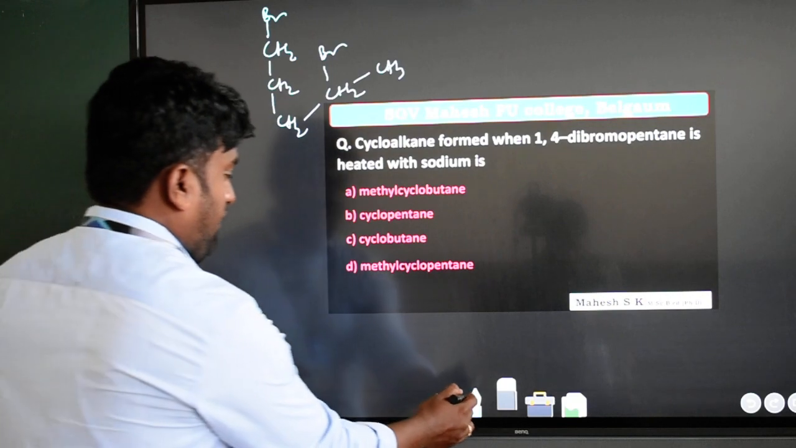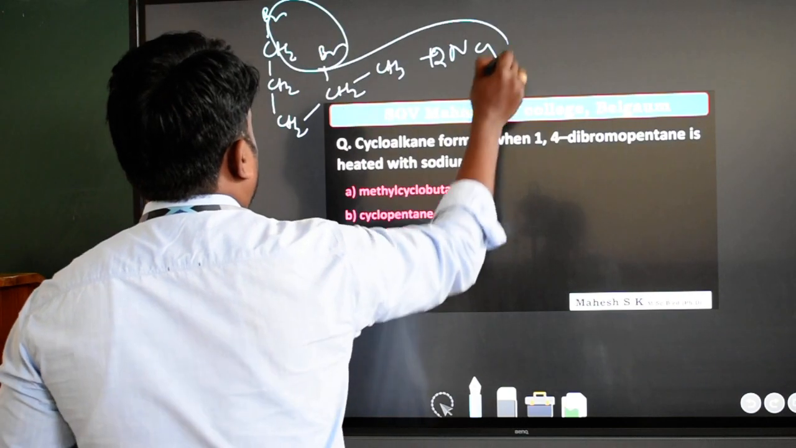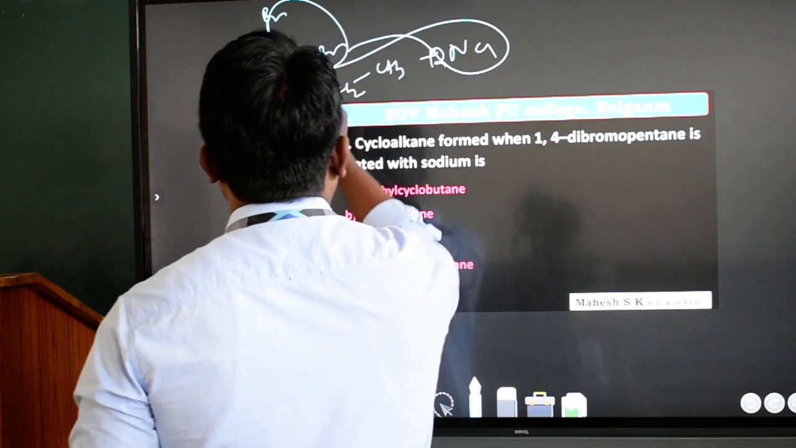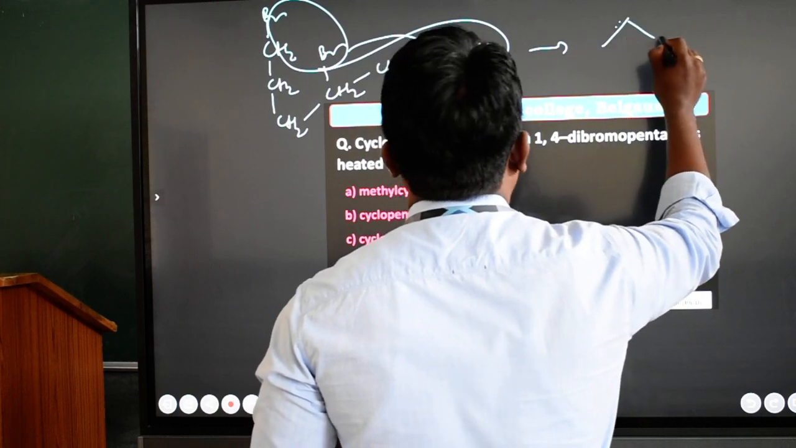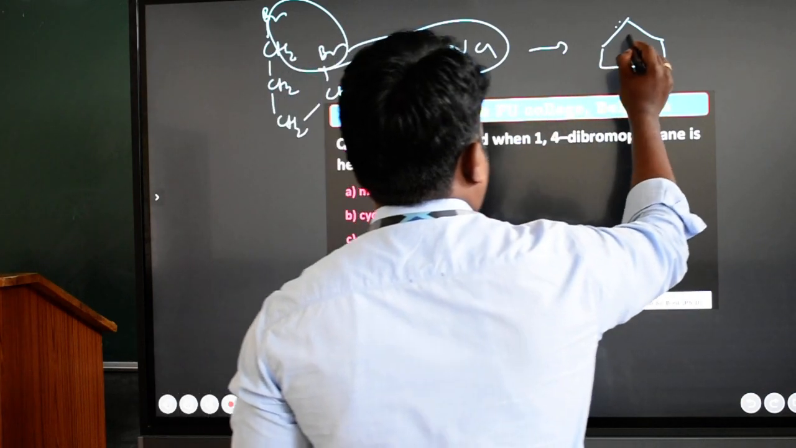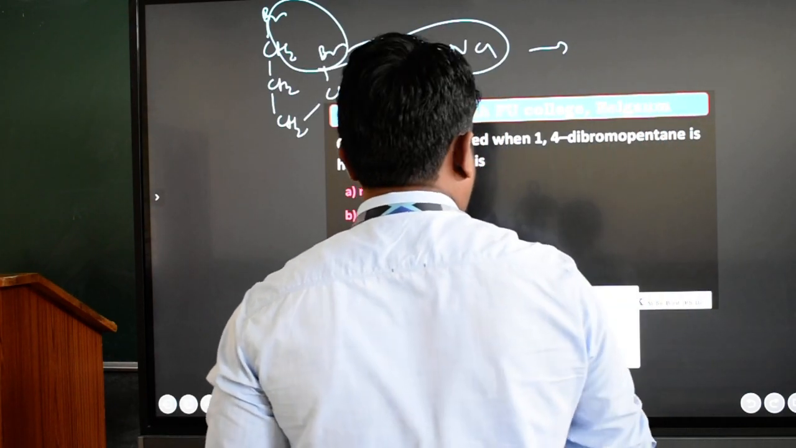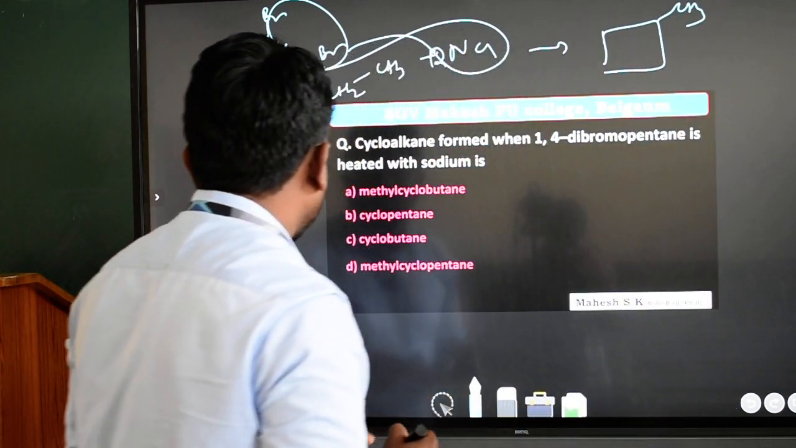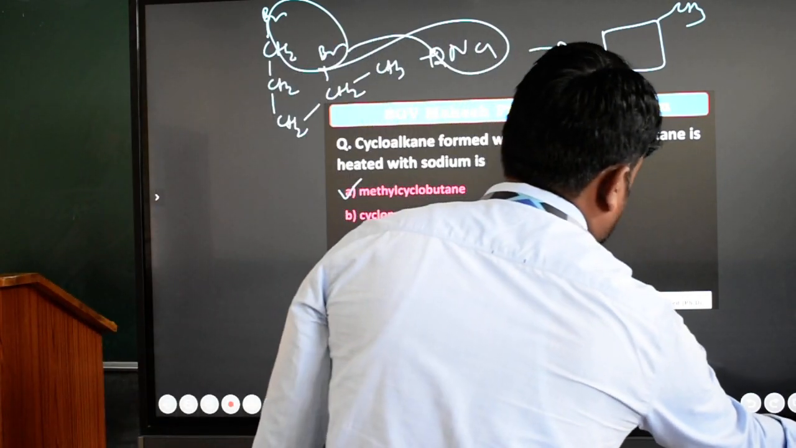Now, if you treat with what? Sodium. Now what happens? 2 moles of NaBr comes out. Then this compound will form a cyclic. It is pentane: 1, 2, 3, 4, 5. Then this will form a ring: 1, 2, 3, 4, then 1 methyl. It is a 4-membered ring. It will form a 4-membered ring with a methyl group. So we can go for methylcyclobutane as the correct answer. Then I will go with the last question, students.